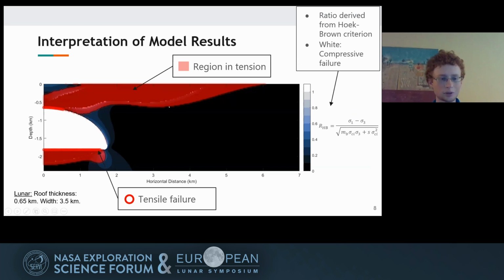So this is an example of one of my model results. The dark blue to white shading is showing how close the rock is to compressive failure. And it's white where the rock is in compressive failure, although this doesn't actually occur in this model. And shaded red is showing where the rock is in tension, and the red circles are showing tensile failure on the roof and floor of the tube.